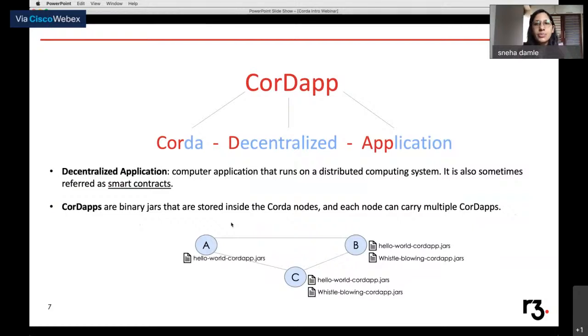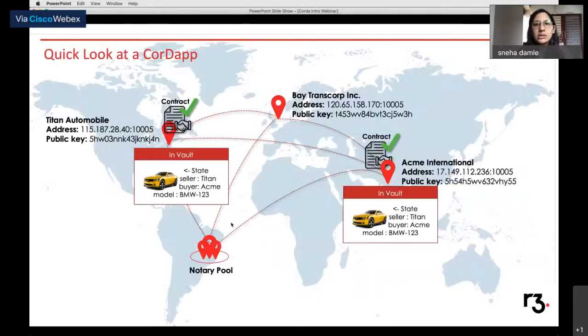So in a real-life example, you can have a supply chain application running on your node, and you could also have an insurance Corda app running on your node at the same time. Okay, cool. So till now you might have got a pretty good idea about what a Corda app.jar is.